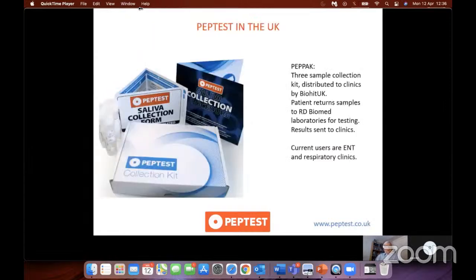In the UK, this is the sort of pack you'll actually see your test in. It's usually 3 samples, sometimes 2 sample collection kits, which are the collection tubes used to collect the saliva samples in, and it's distributed by BioHit UK throughout the UK. The samples are returned to a central laboratory, RD Biomed, for pepsin analysis, and test results are sent out within 24, at the maximum 48 hours after receiving the samples.